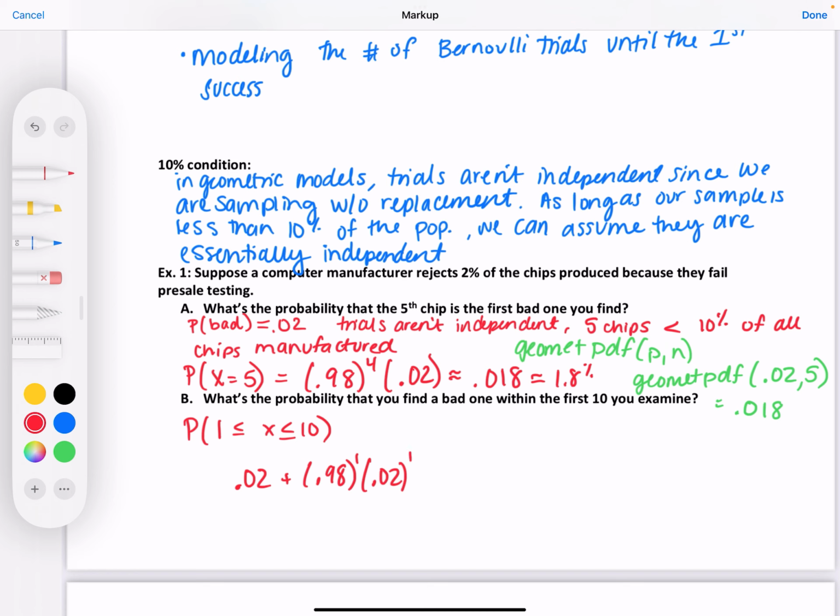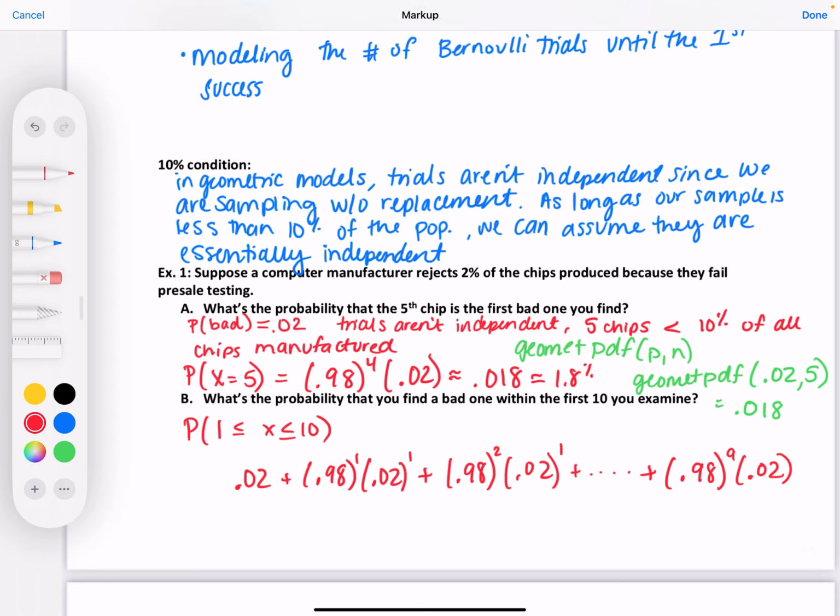And no, you don't have to write it. I'm just writing it for the sake of you seeing what I'm doing. Plus 2 failures, then a success, so it would be 0.98 squared times 0.02 to the first, plus... all the way out to the last one, which means that if the 10th one is the first bad one, we had 9 good ones. So 0.98 to the 9th times 0.02.